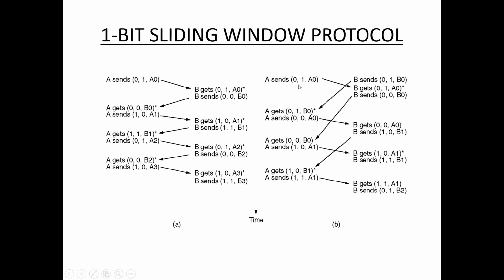Why? Because A sends 0, A0, and once again A sends 0, A0. So there are duplicates in scenario B. Why? Because A and B simultaneously transmit the data at a time.